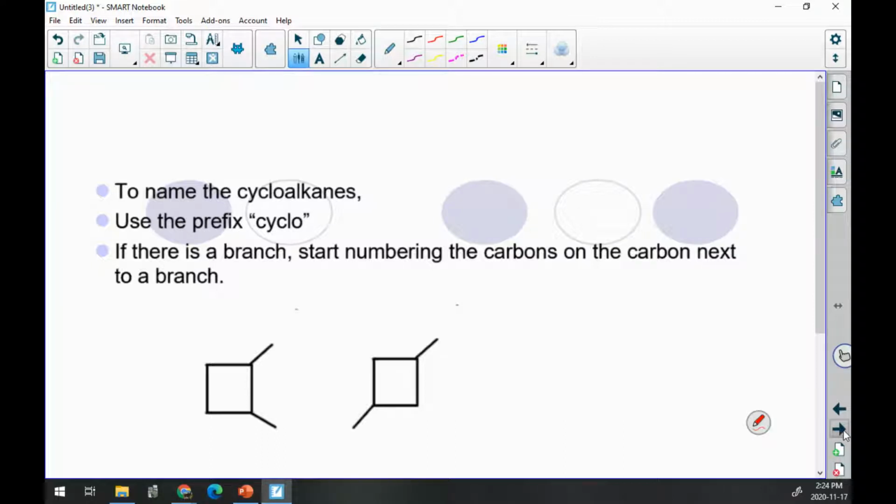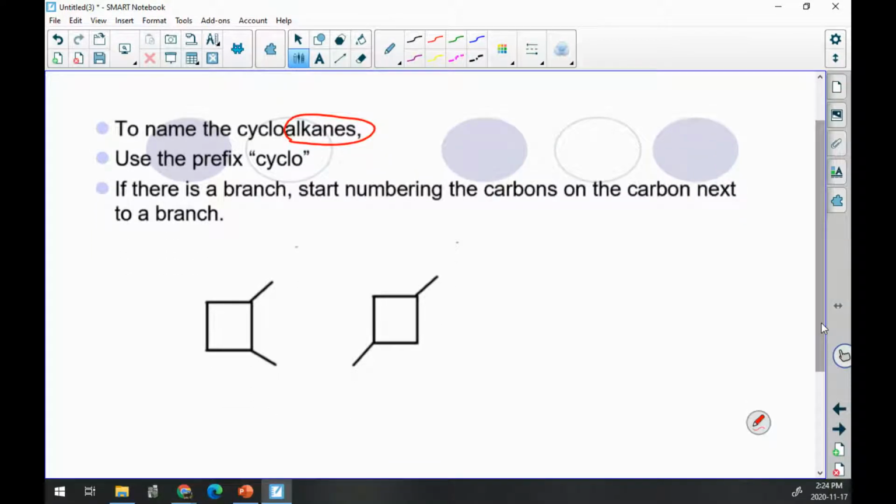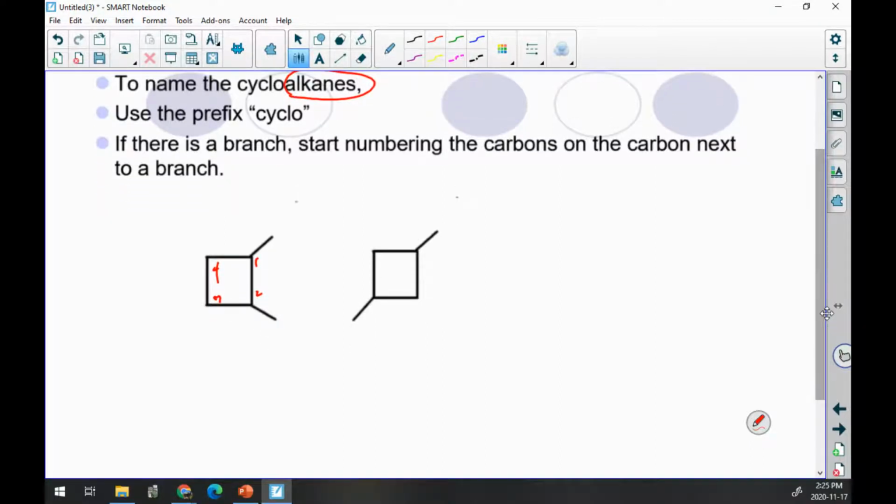Now, the basic thing is the alkane. We're going to name them the same way we do alkanes, but we are just going to put the word cyclo in front. So here we have 1, 2, 3, 4 carbons in a ring. The parent compound for this is cyclobutane. That 4 carbon ring is cyclobutane.